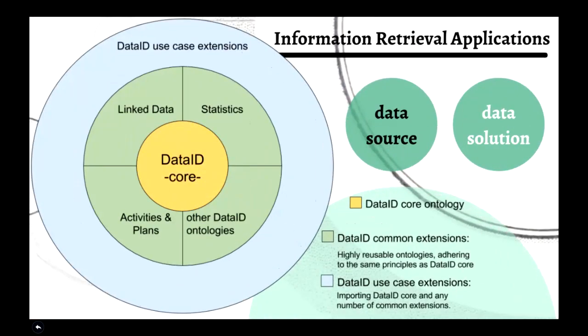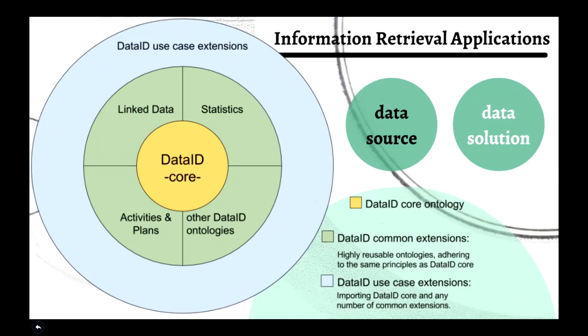So as information retrieval applications, we can see that the DataID core of DBpedia is in fact the ontology, which is extensive. And the next ring, which is DataID common extensions, these are highly reusable ontologies, and they adhere to the same principles as that core. So linked data, statistics, activities and plans, and other DataID ontologies all support that DataID core.